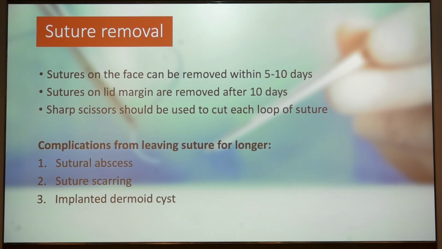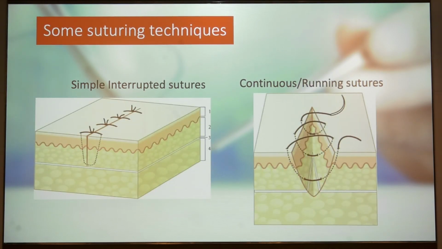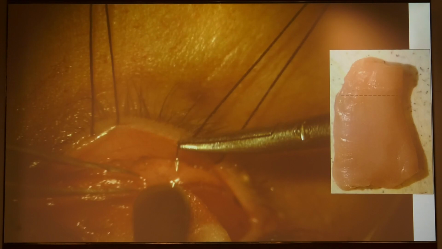So suture removal is generally done within 7 days, but you can alter it depending on the wound and the patient. Sometimes it's useful to give vitamin C supplements to patients to improve wound healing. So simple interrupted sutures, I'm sure everybody knows about, and continuous sutures as well. I'll just demonstrate it here.